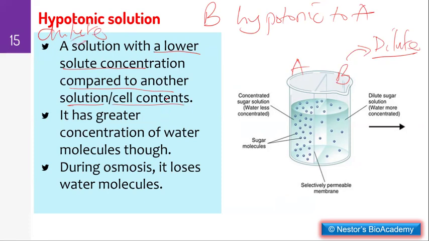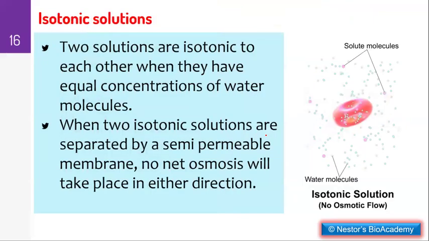And therefore, a hypotonic solution is the solution that is comparatively dilute compared to another solution or compared to the cell contents. And even though it has got a lower solute concentration, it has a greater concentration of water molecules. So it is the one that loses water molecules during osmosis. Again, that is important to note.